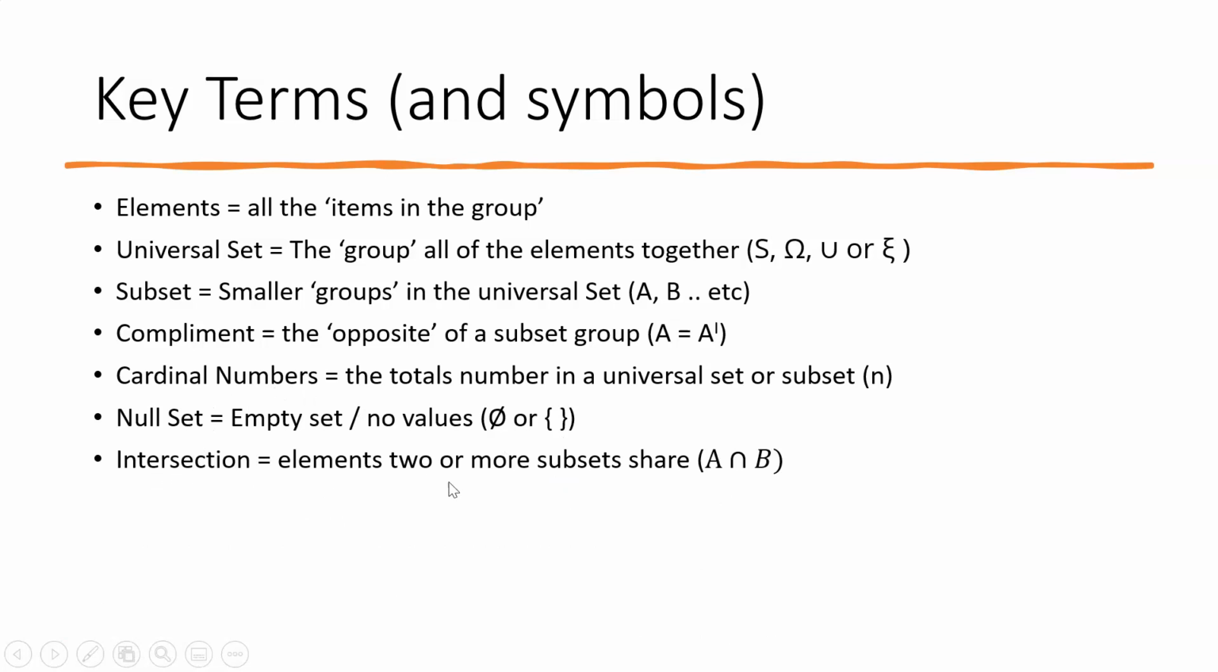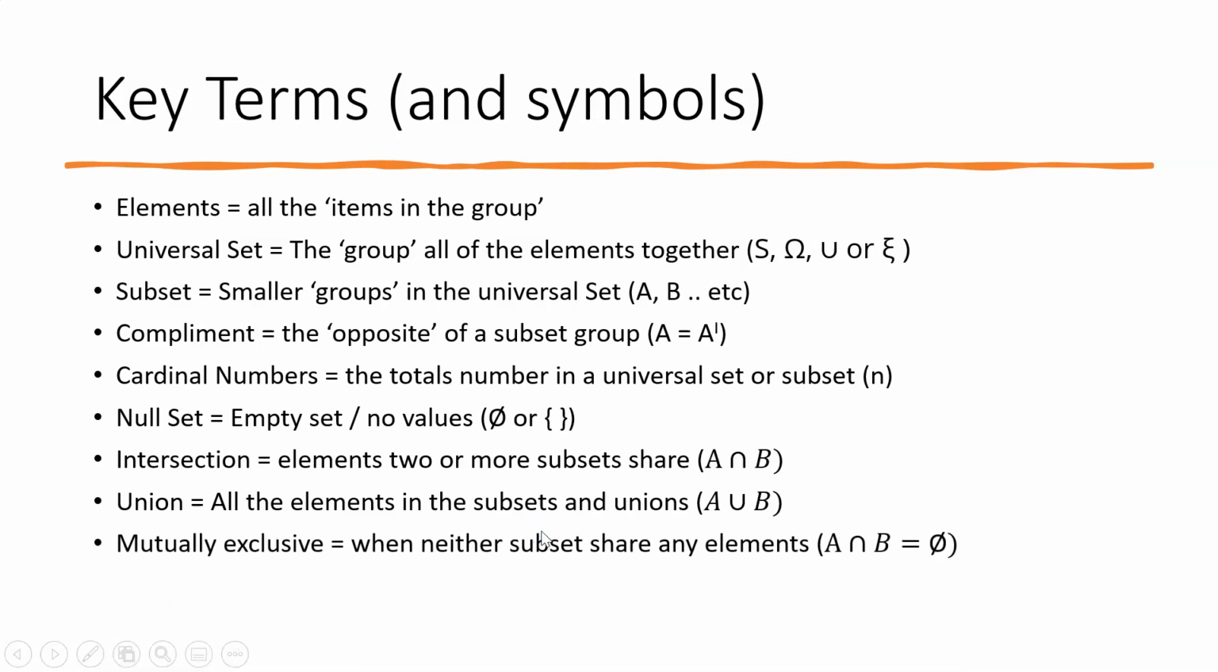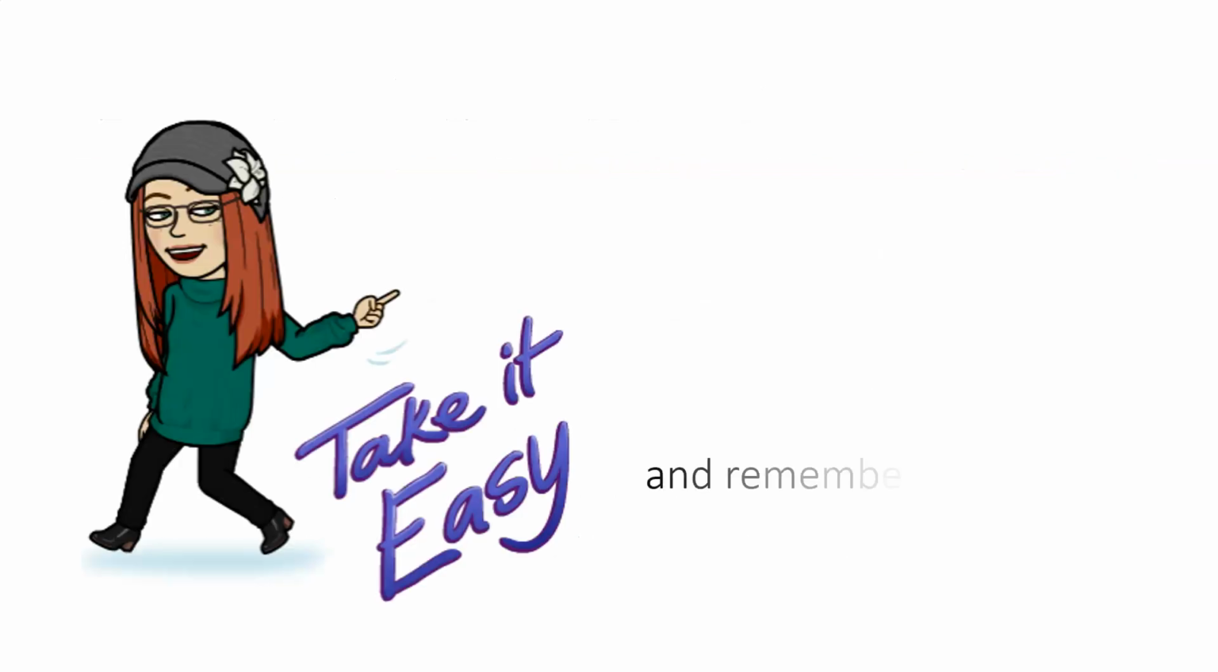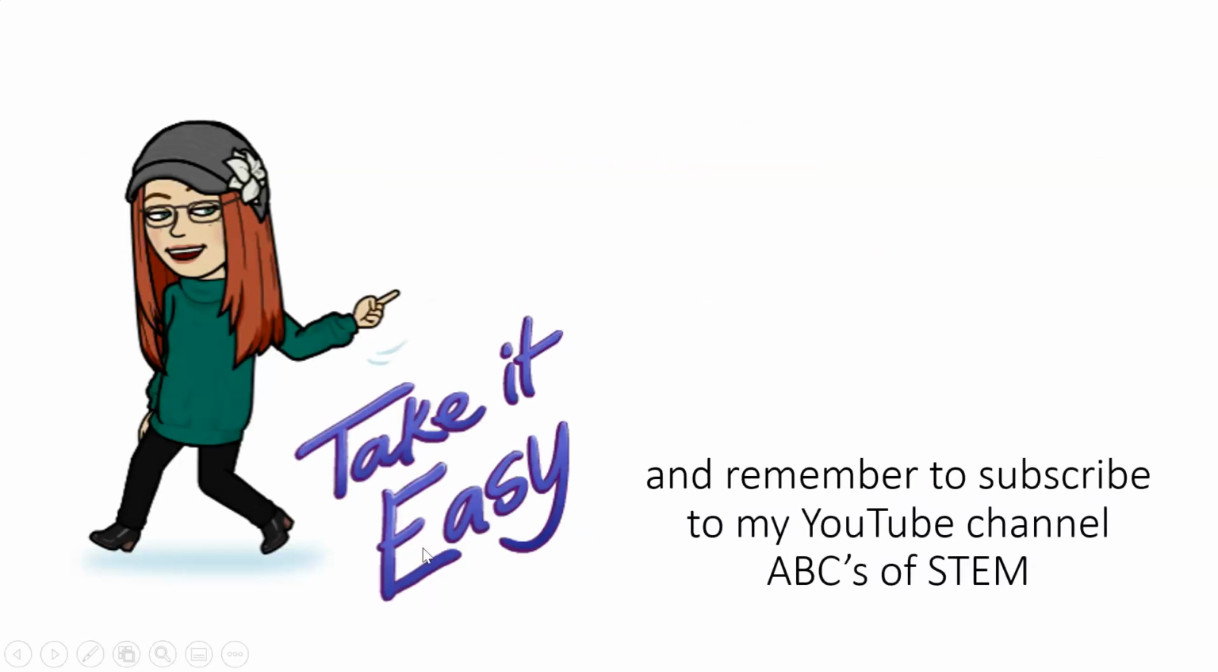We've got that intersection where elements of 2 or more subsets are shared. We've got the union, which is all the elements in the subsets combined. Then we've got that whole concept of being mutually exclusive, where you've got 2 sets that do not intersect at all. Okay, so that's the end of our second video.